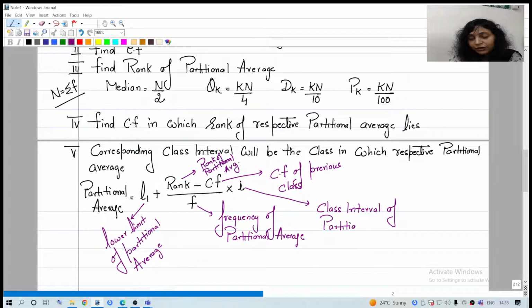Class interval of partitional average class. Suppose your partitional average class is 20 to 30, so the class interval is 10. If it is 20 to 25, the class interval is 5. So this is the scenario. If you have unequal class intervals, then you have to take the class interval of the class in which your partitional average lies. If you have equal class intervals, then all the class intervals are the same.